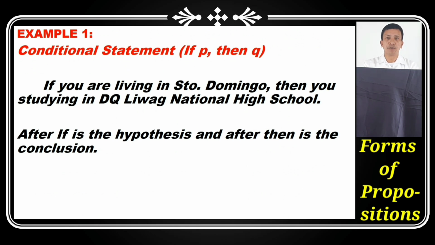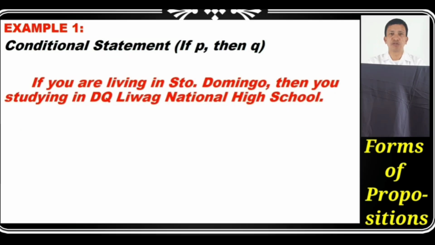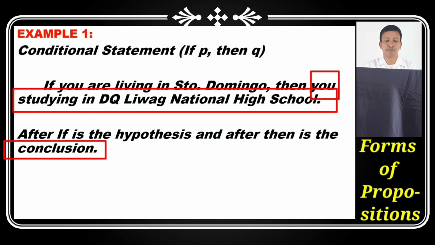Okay, let us take examples for better understanding of this topic. A conditional statement: if you are living in Santo Domingo, then you are studying in Diculiwag National High School. The truth value of this conditional statement is false because not all students of Santo Domingo are studying here in Diculiwag National High School. Some are in Lourdes, some are in Mabini, and others.